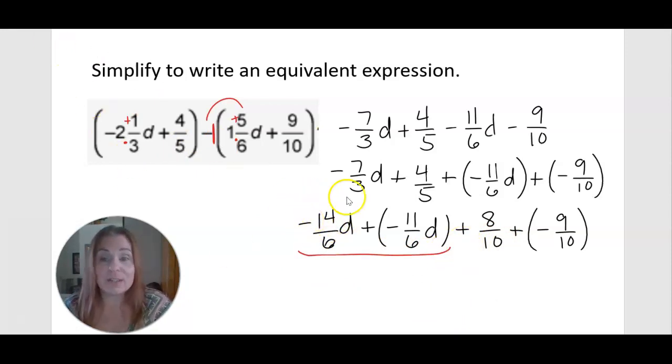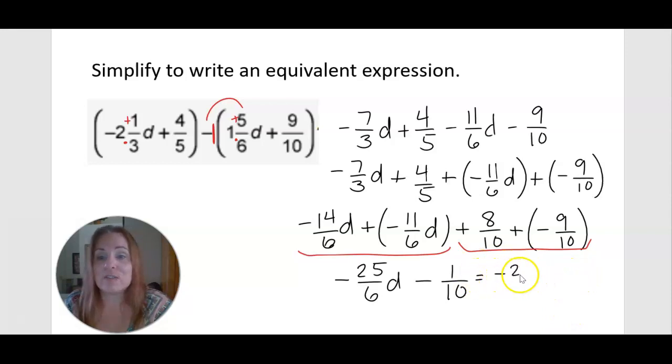So I've got 14 on the negative team, another 11 on the negative team, put them together, and I've got 25 on the negative team. And then I'm going to come over here and do the same thing. I've got 8 on the positive team and 9 on the negative team. So they're on opposing teams, which means game on. And the negative team is going to win by 1. So I would have negative 1/10. Now remember, I can also write that as negative 25/6 d plus negative 1/10, right?